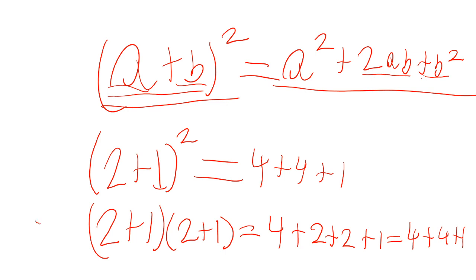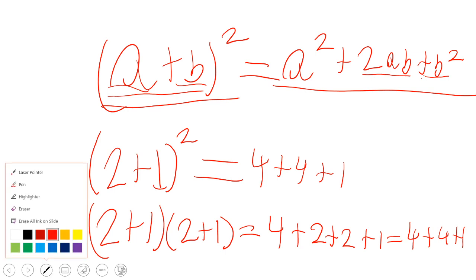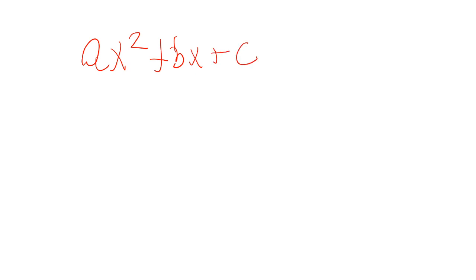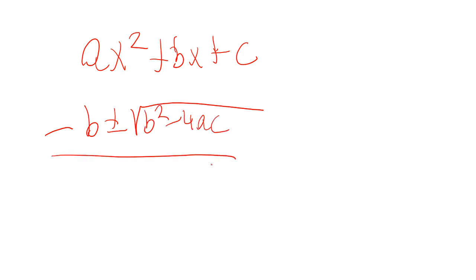Now, let's change things up. Now, we're going to talk about quadratic equations. Quadratic equations are in the form ax squared plus bx plus c. Essentially a type of polynomial equation that can be solved using the quadratic formula, negative b plus or minus the root of b squared minus 4ac, over 2a.